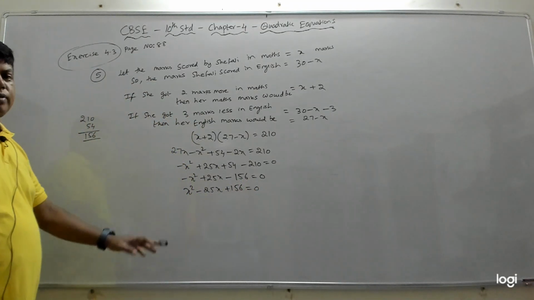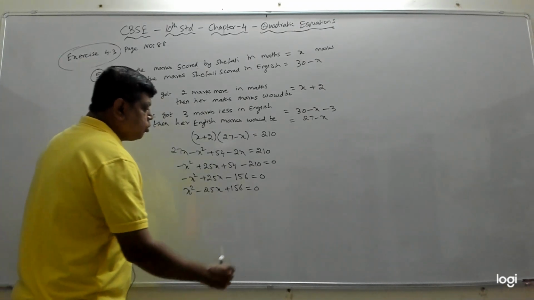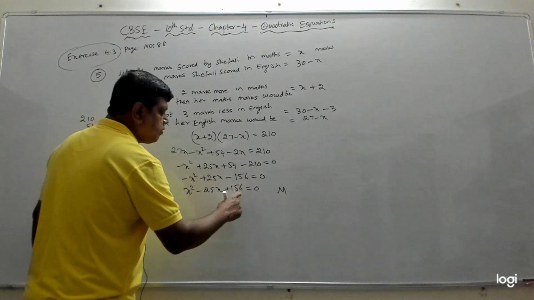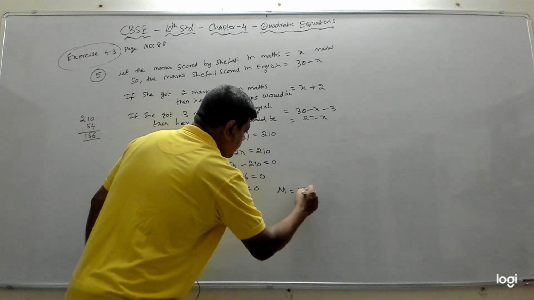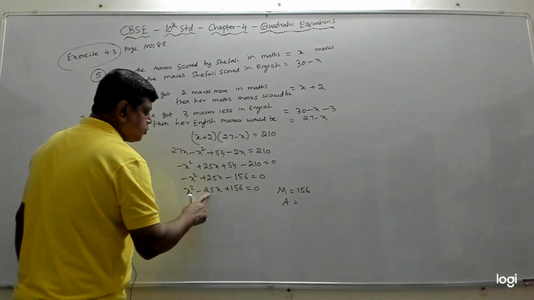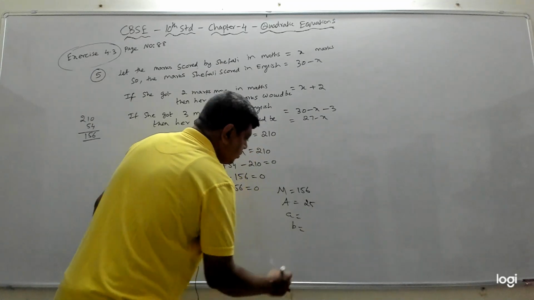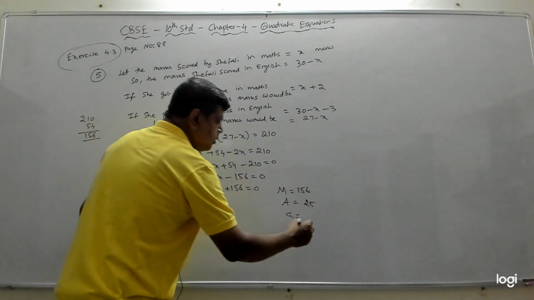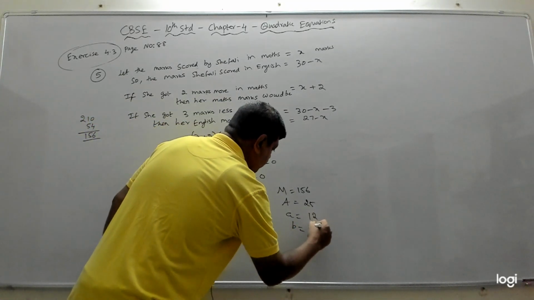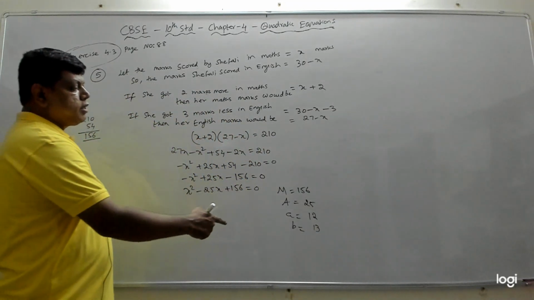Now we should solve this. We can solve by factorization method. So the rule is, if I multiply the two numbers, I should get 156. The same two numbers, if I add, I should get this 25. So what are the numbers, A and B? If you find the numbers, you will get 12 and 13. 12 times 13 is 156. 12 plus 13 is 25.